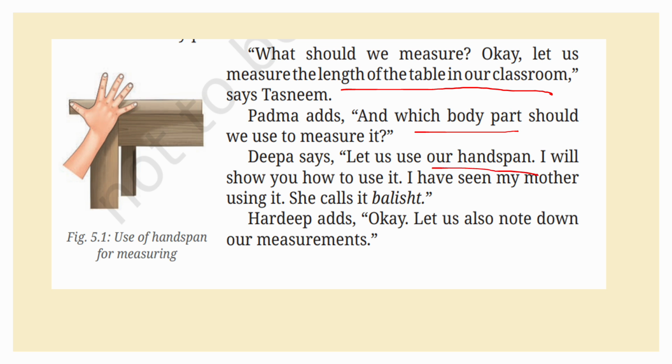Handspan means the distance between the tip of the thumb and the little finger. I will show you how to use it. I have seen my mother using it. She calls it balished. Hardeep adds, okay, let us also note down our measurements. See, in this picture, you can see the use of handspan for measuring the distance between the tip of the thumb and the little finger.